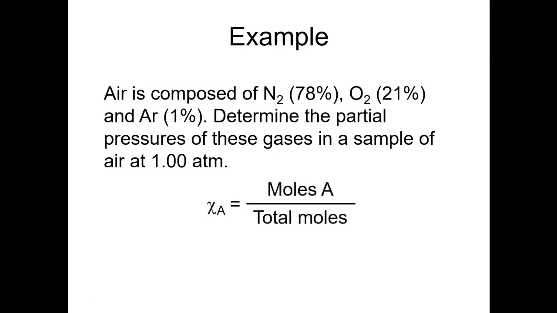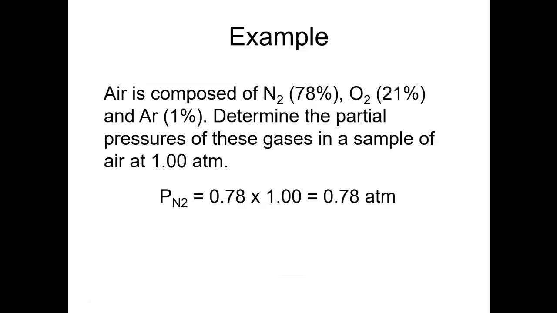So we've said that the mole fraction of any gas is equal to the number of moles of that gas over the total moles in the sample, and that the partial pressure of that gas is equal to the mole fraction times the total pressure. Just like back when we were talking about mass percentages, we would assume we had a 100-gram sample of something that would allow us to turn percents into grams. Now let's say we've got a 100 mole sample of air.